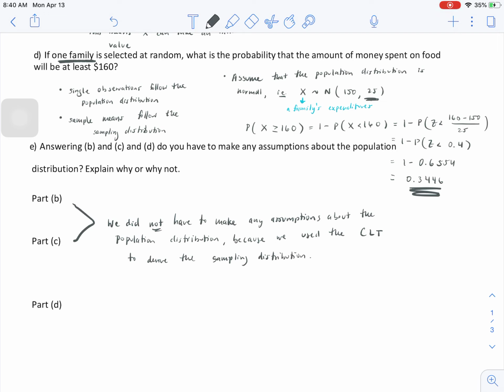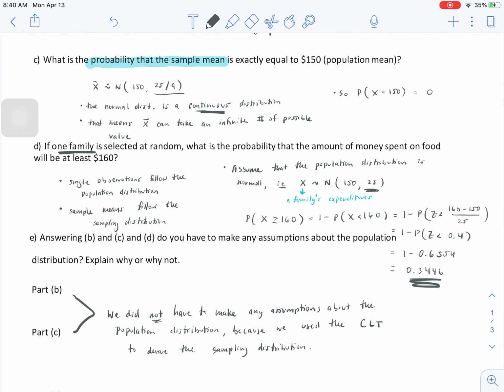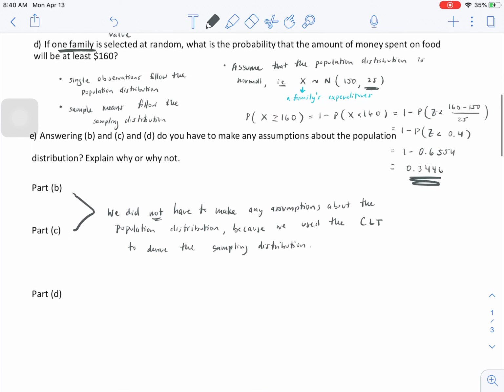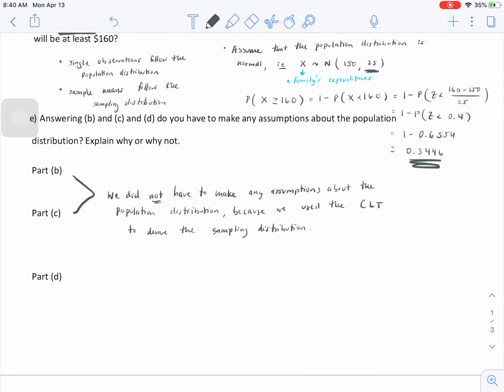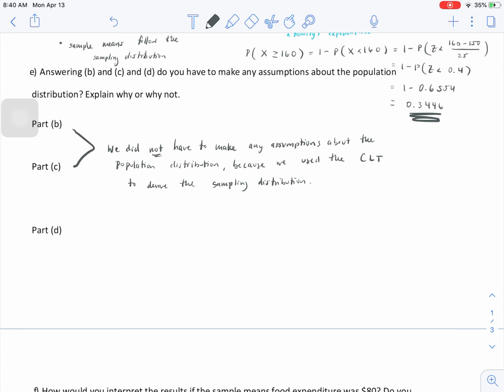We were given the mean and the standard deviation of the population. Those were 150 and 25. And then we just used the central limit theorem to find that the sampling distribution was normal with mean 150 and standard deviation 25 over 9. So for parts B and C, no assumptions about the population distribution necessary.